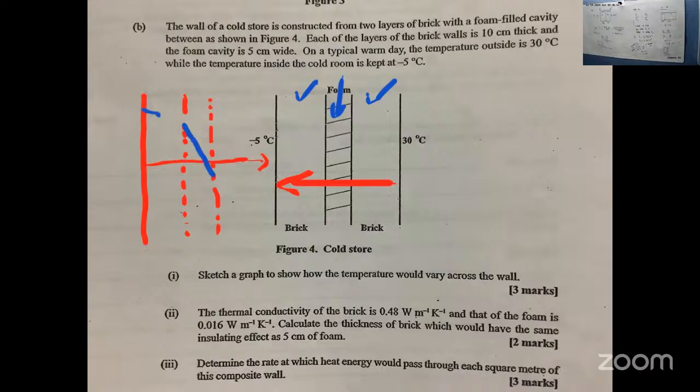While this wouldn't be so steep. Try to make sure the gradients are the same, right? Here is brick, here is foam, here is brick. Here is 30 degrees and here is -5. Okay, so the graph will look like that. Can it be a straight line? No, there are two different thermal conductivities. So it will look something like that. Just try to make sure that the gradients of brick look like the same thing.